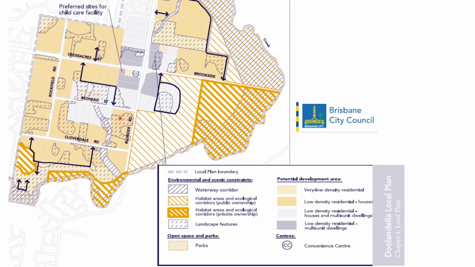Here's the other end of DOOLENDELLA. So you can see all these spotty areas on here as well. They're called landscape features, which you'll see overlap with what I said before, which is the biodiversity or the environmental overlays. Fancy words again, just for important trees.